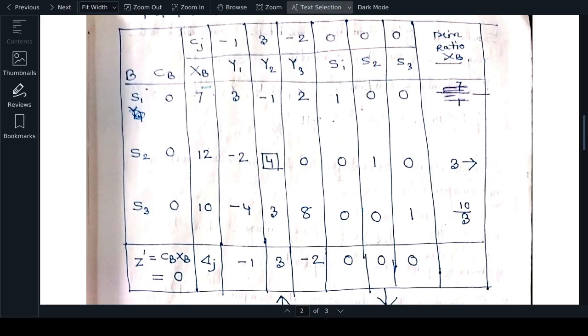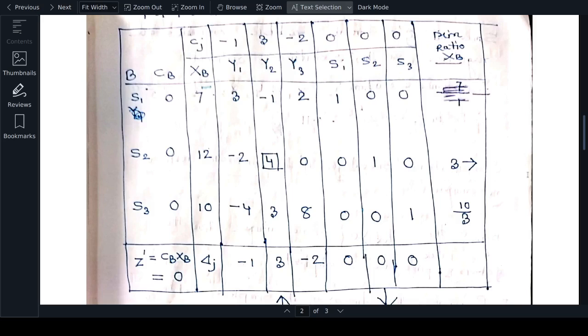Next our aim is to find out the value of delta j. So what is the formula of delta j? Sir, cj minus cb yj. Means if you consider this is j, and here I have written delta j, then this one will be cj minus cb into yj.